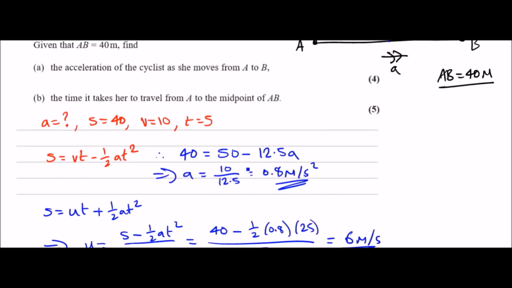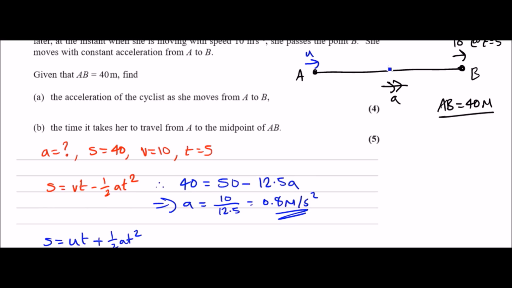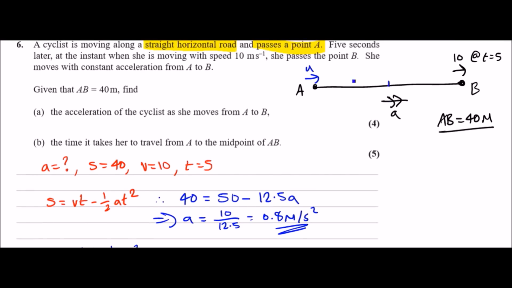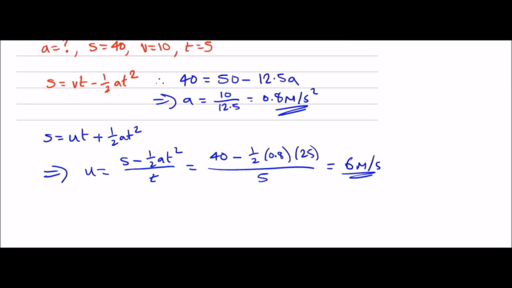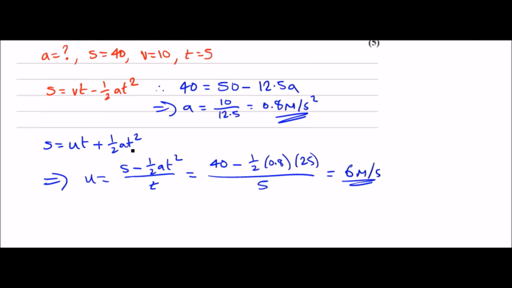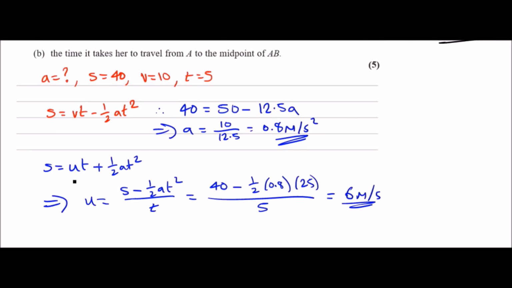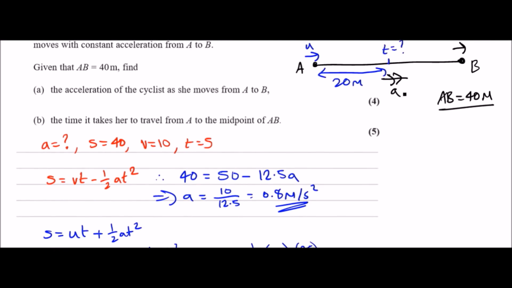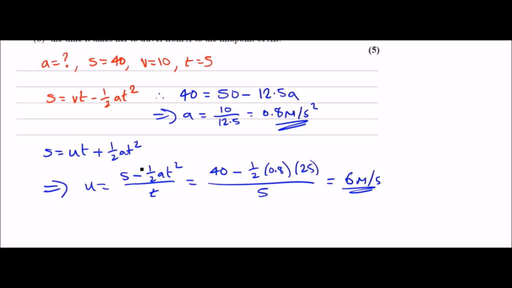Now that we've got the initial speed, we can find the time it takes to get to the midpoint. It's 20 meters long, and we need to find exactly the time to get there. We could use the initial speed and the acceleration because it's constant throughout the whole journey, and we know S is 20. You have quite a few options, but I'm going to use the same equation because we have U, which is 6, S is 20, we have A, and we need T.